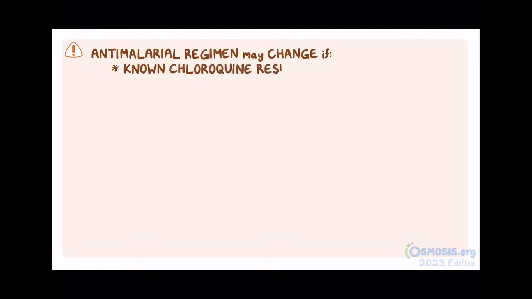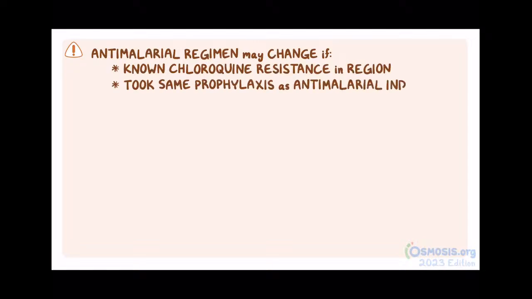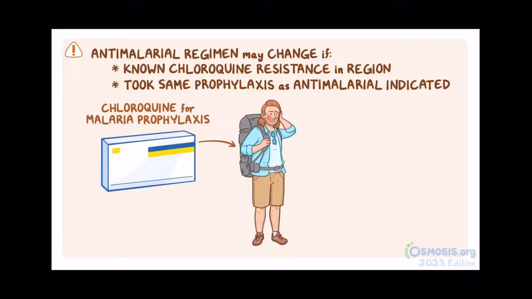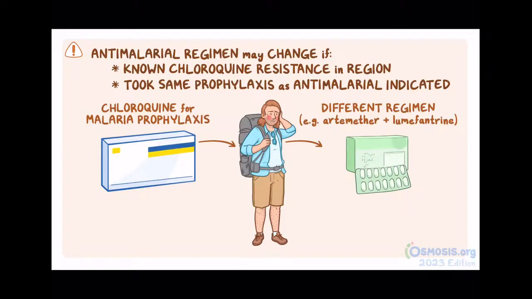Here's a high-yield fact. Your patient's anti-malarial regimen may change if there's known chloroquine resistance in the region, or if they took the same prophylaxis as the anti-malarial indicated for an acute infection. For example, if your patient took chloroquine for malaria prophylaxis but contracted malaria anyway, then your patient should be treated with a different anti-malarial regimen, such as artemether and lumefantrine.